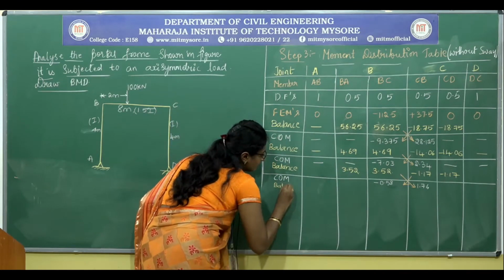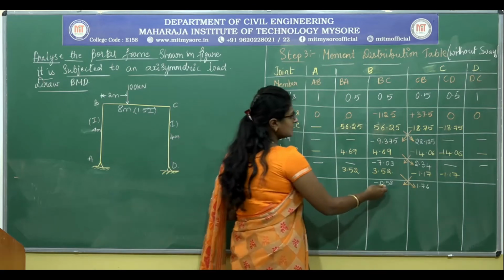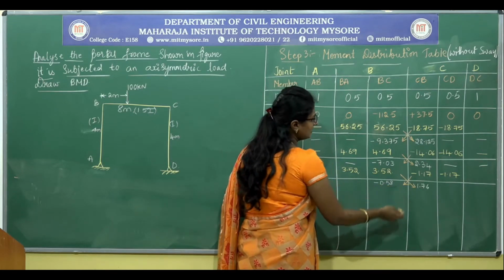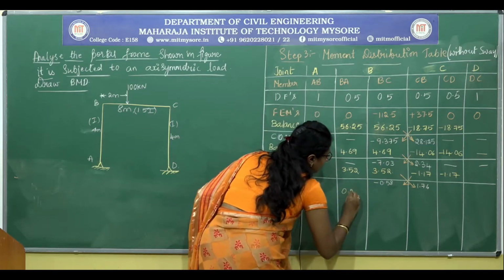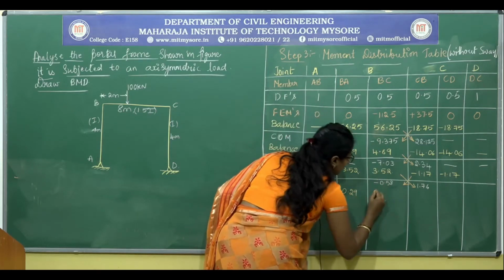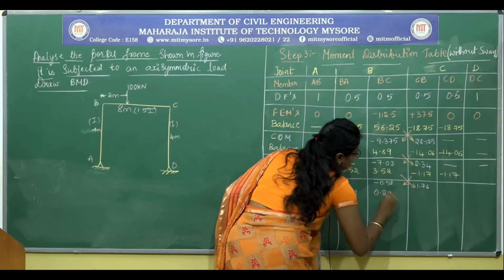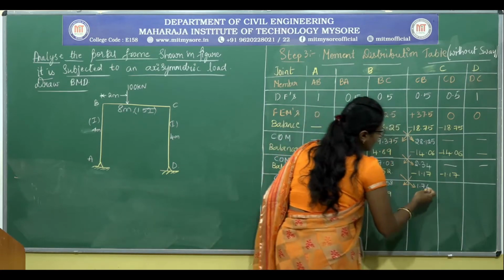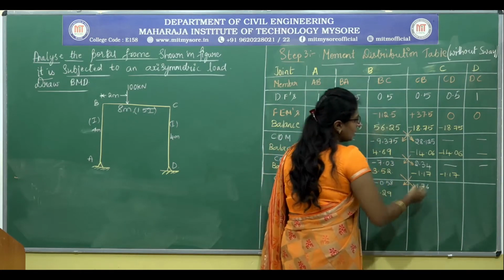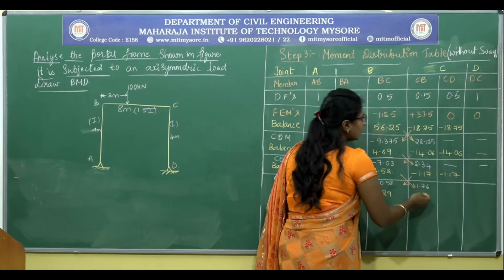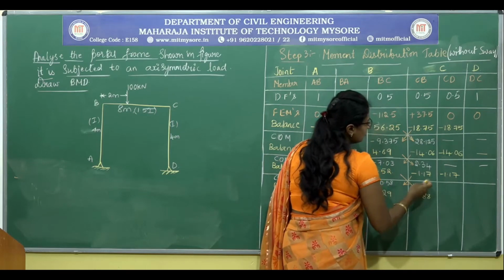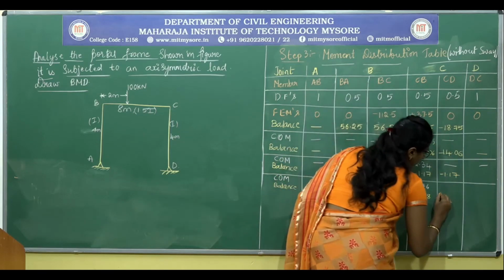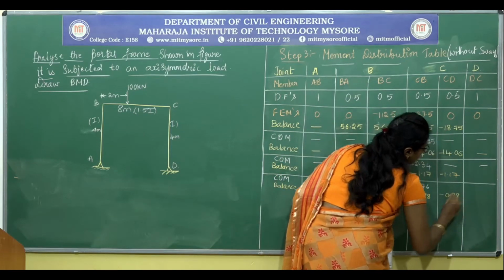Again balance here. So minus 0.58 is the unbalanced moment. To balance this, plus 0.58 multiplied by 0.5 is 0.29, and again 0.29. So plus 1.76 is the unbalanced moment. To balance this, minus 1.76 multiplied by 0.5 will give you minus 0.88, and again minus 0.88.